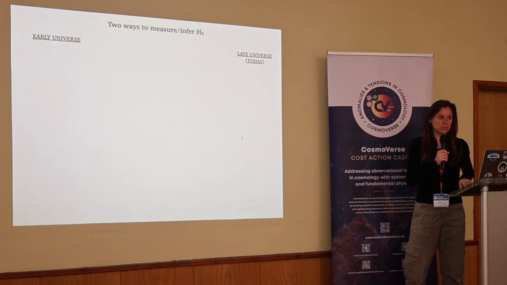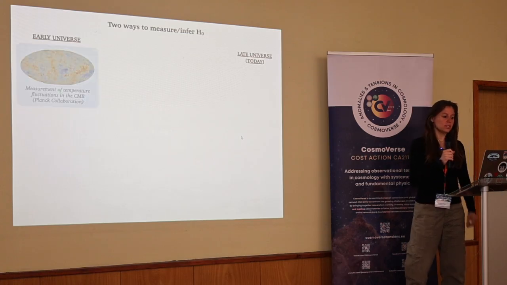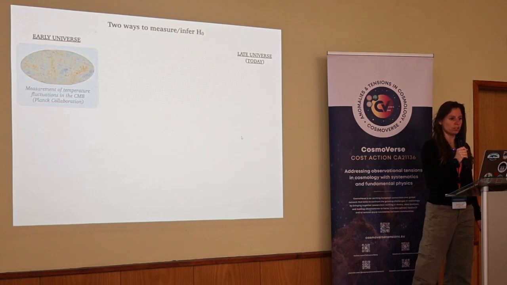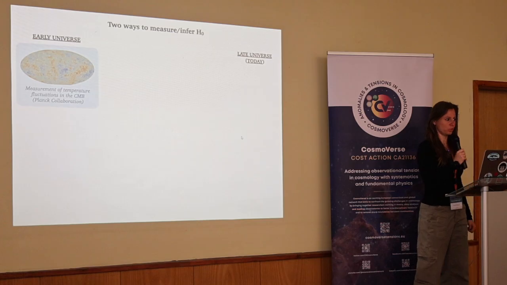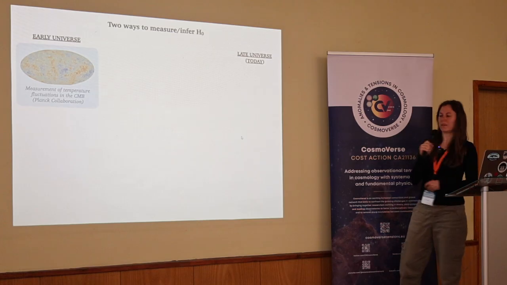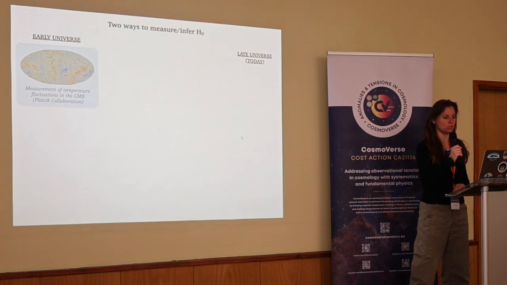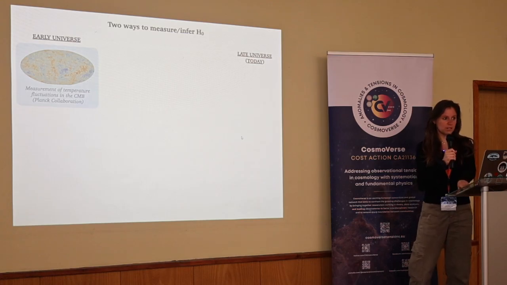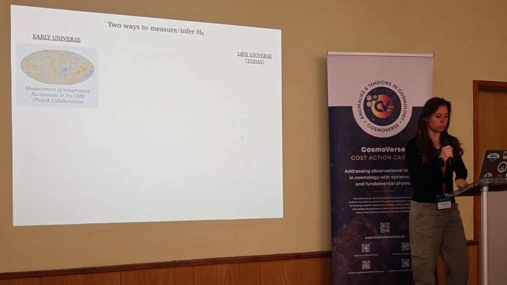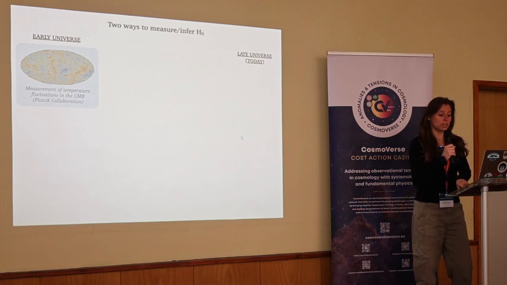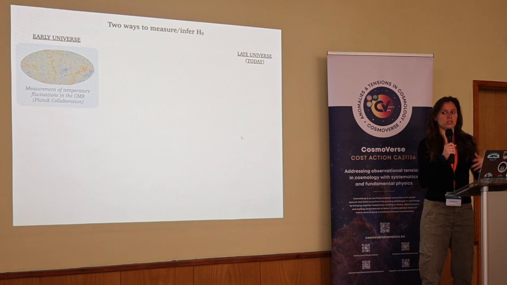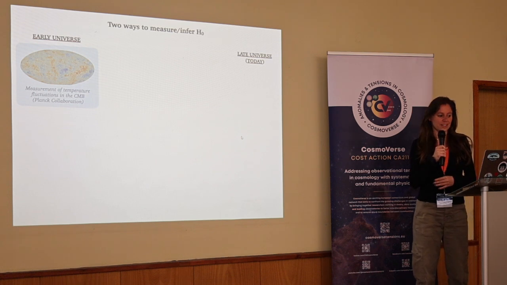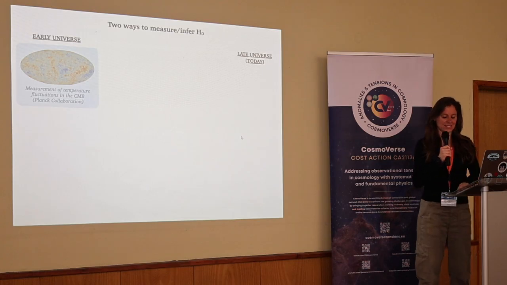The first way to measure or infer H0 is to use the measurement of the cosmic microwave background, and more specifically the temperature fluctuations. This is a map measured by the Planck collaboration, which is a European Space Agency mission. And this is really measured in the very early universe. Of course, I was saying that H0 is the expansion rate of the universe today. So how do we get a value today if we measure something in the past?